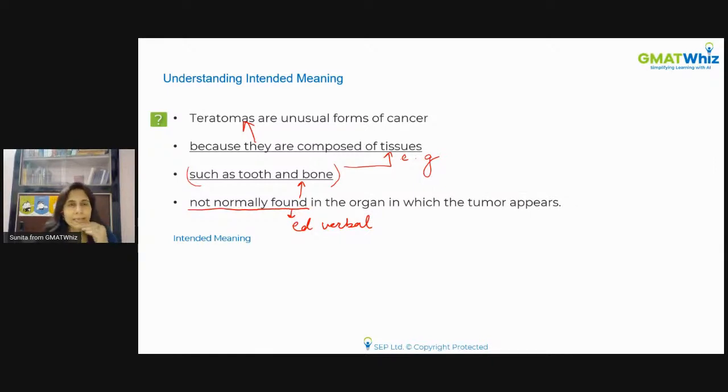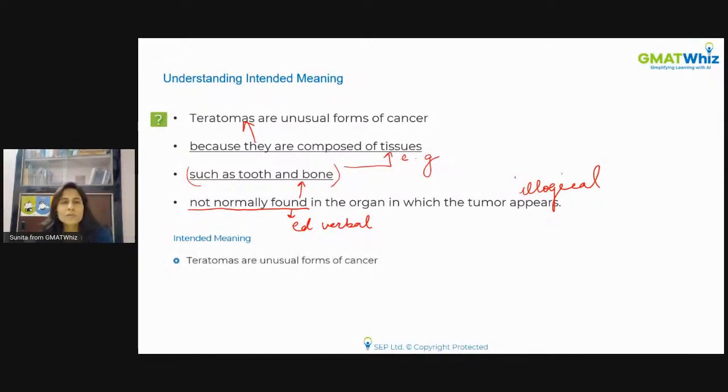So what we are really saying here per the sentence is that tissues such as tooth and bone are not normally found in the organ in which the tumor appears. Now, this is a little weird. It's illogical, right? Would you expect to find tooth and bone in organs? You wouldn't. Probably what we wanted to say was this: the tissues which make up the teratomas are probably not normally found in the organ in which the tumor appears. Such kinds of tissues are not found. So it's not that the tooth and bone are not found. That's where the error is.